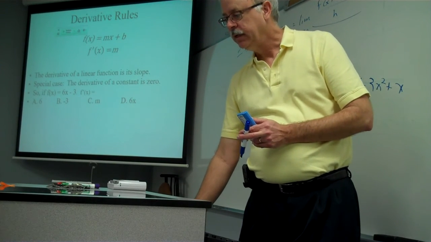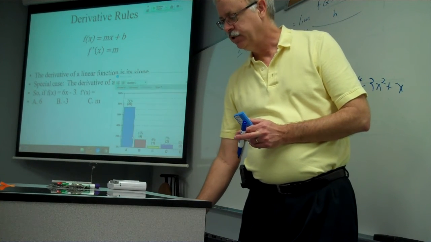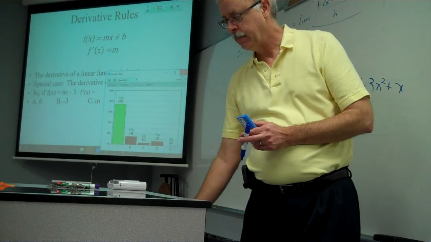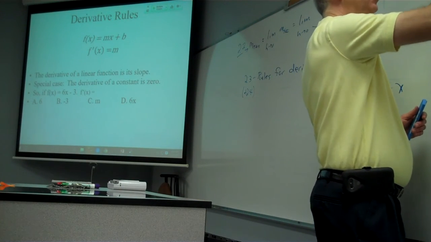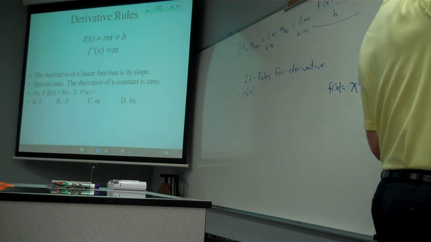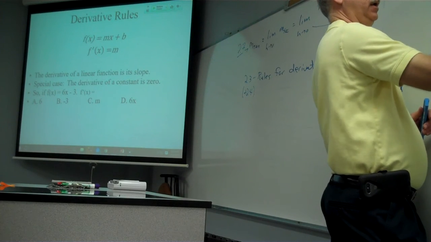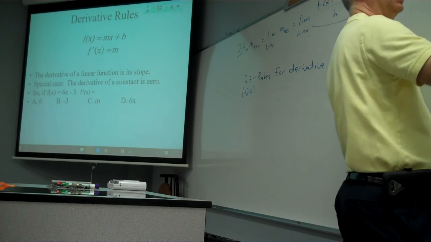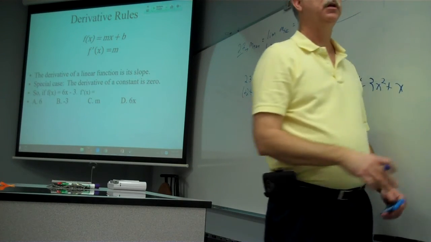And our derivative here is just the slope of 6. So that's our first rule. If our function happens to be a line, the derivative is the slope of that line. And if our function happens to be just a constant, the derivative is 0. It's just a special case of that.